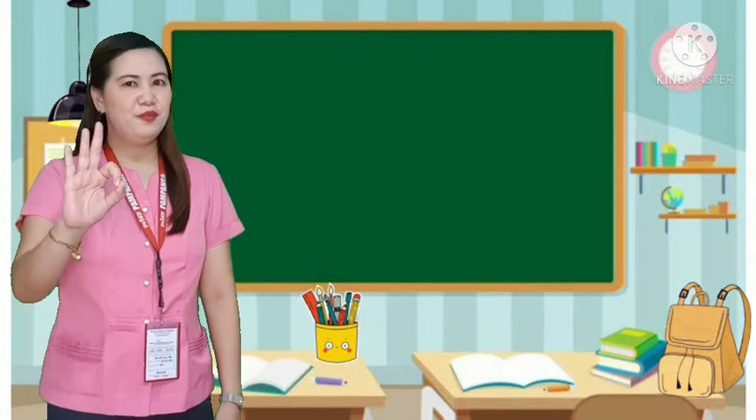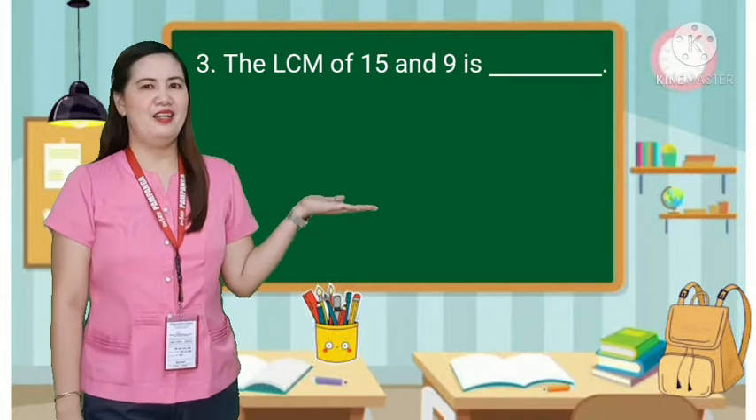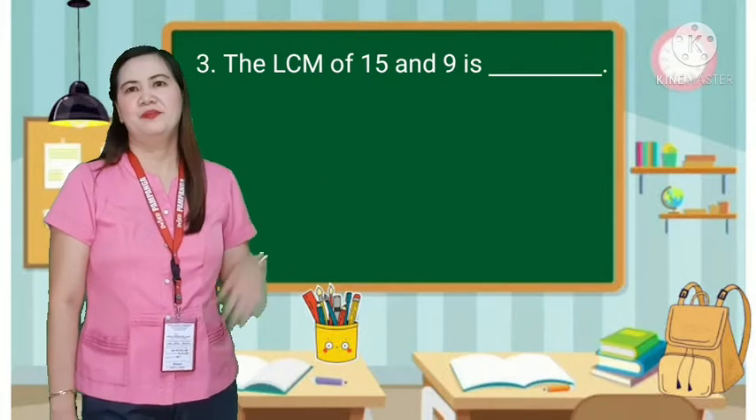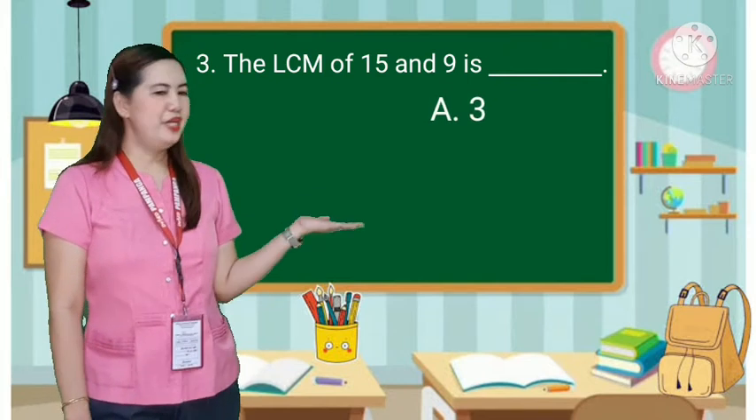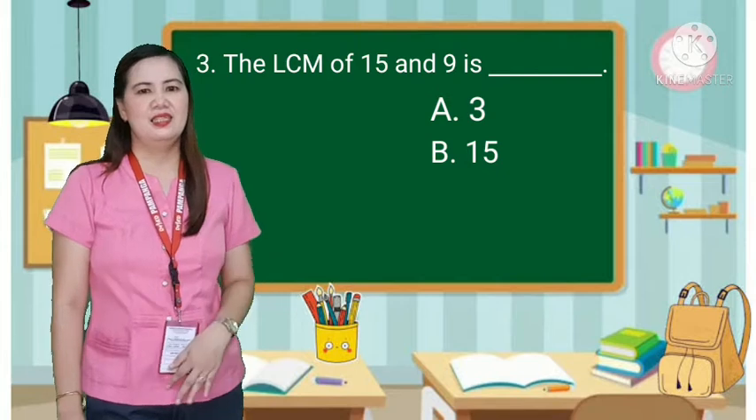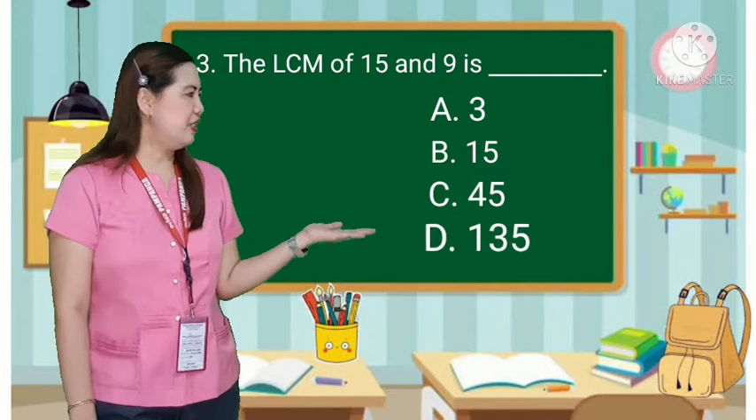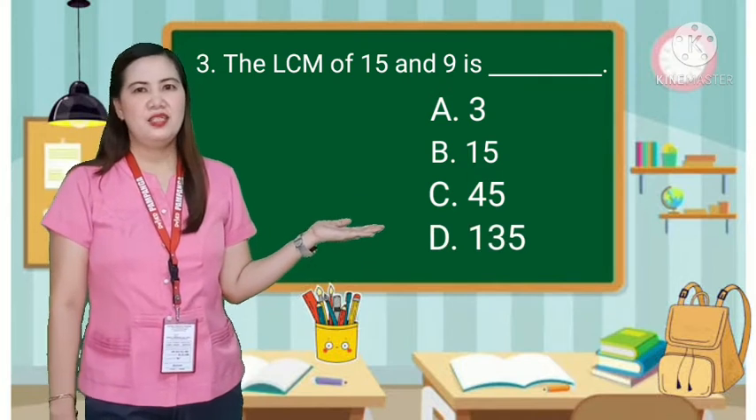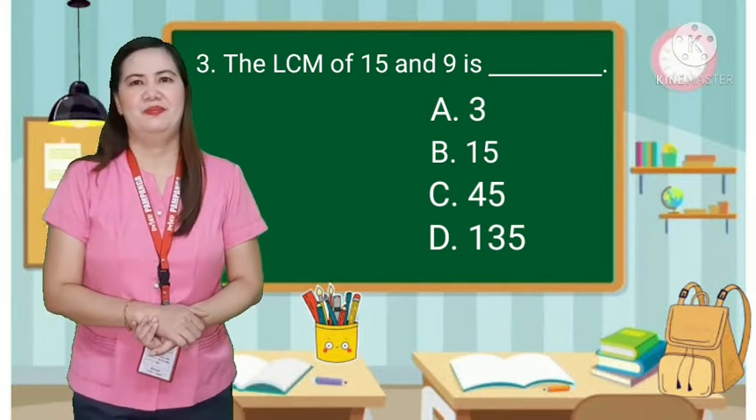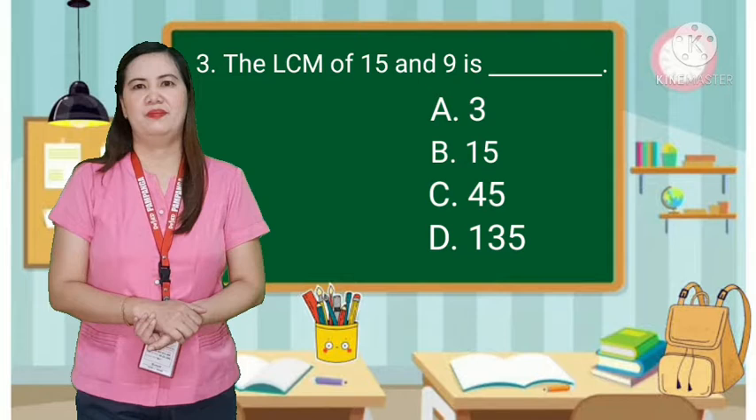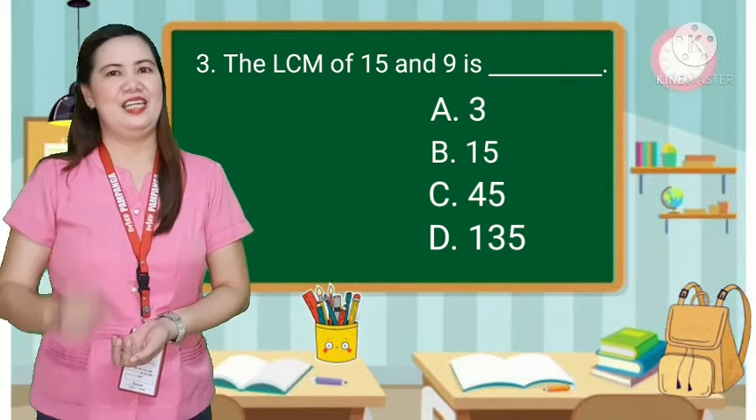For the last review, which is number 3, the LCM of 15 and 9 is: A. 3. B. 15. C. 45. And letter D. 135. What is your answer? The answer is letter C.